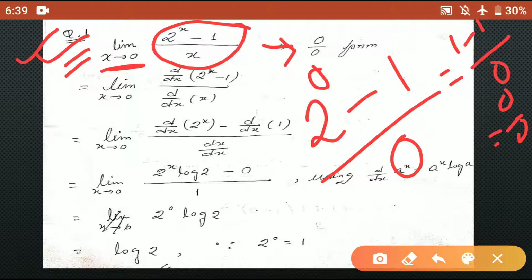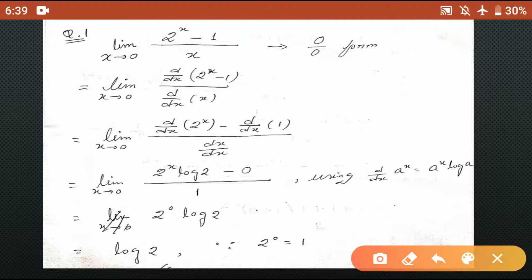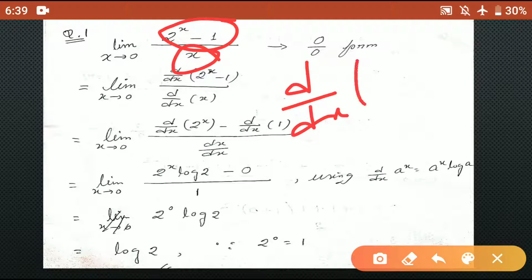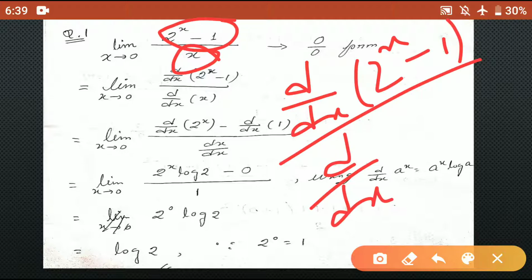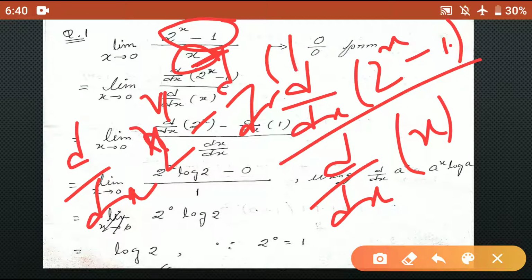So in that case we will differentiate both the numerator and the denominator. That is, we have to differentiate d/dx of 2^x minus 1 divided by d/dx of x. In the denominator part it is x. Okay, so d/dx of 2^x minus 1 means you separate the differentiation: d/dx of 2^x minus d/dx of 1, divided by dx/dx, which is 1.